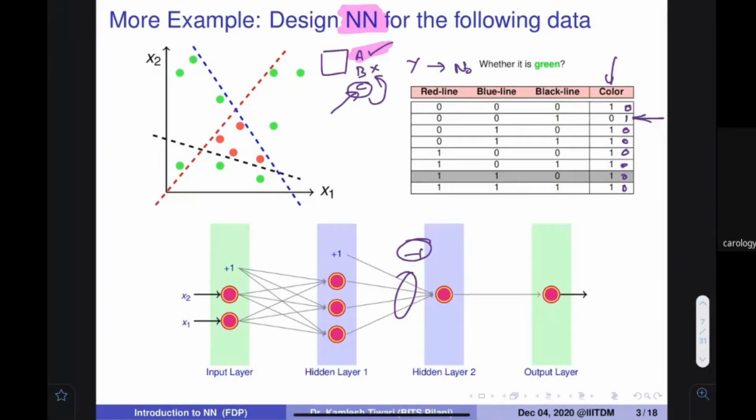I was telling you how the AND gate works, and that is where the confusion is. Sangeeta, is it a bit clear? Okay. So this is how we define an architecture.